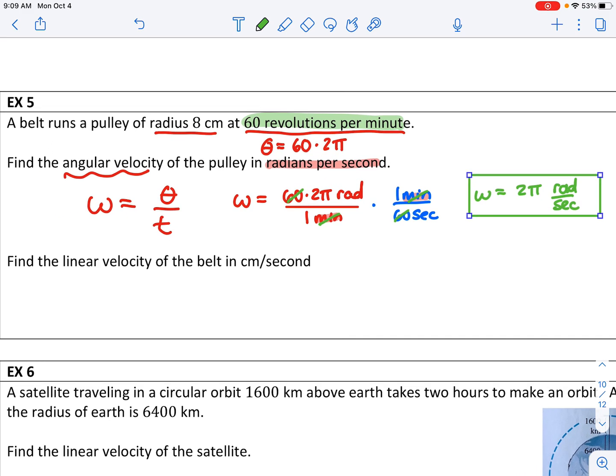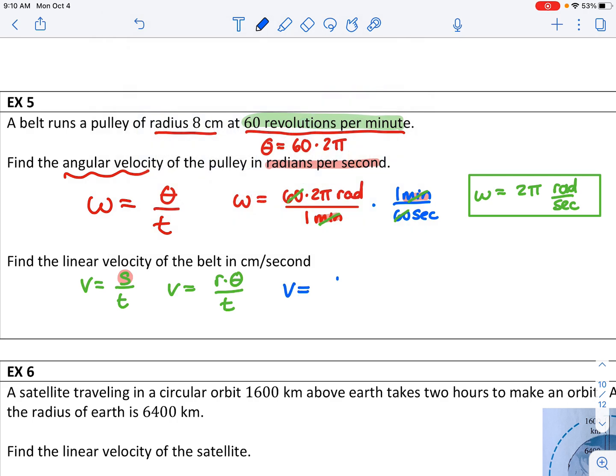The next one says find the linear velocity, and linear velocity is distance over time. Linear velocity we can think of as arc length over time. So it says find the linear velocity. Well, they don't give us enough information to have our s, but we know linear velocity, in replacing our s, we could think of it as arc length r times theta over t.